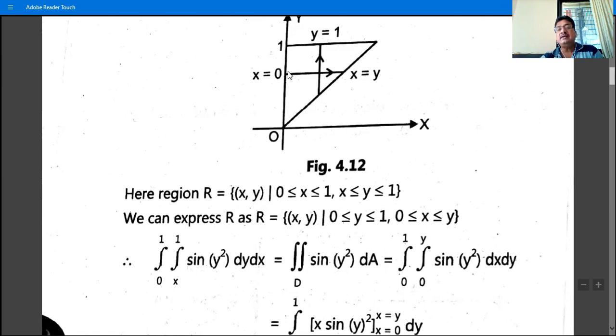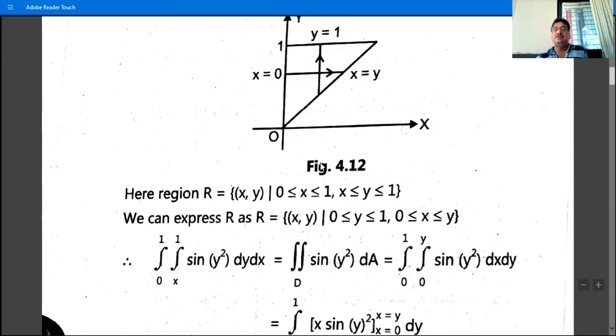And its one end touches the line x is equal to 0. So the lower limit of x is what? It is 0. And the other end of this strip touches this line, y is equal to x. So from this, x is equal to y. So we have the two values.